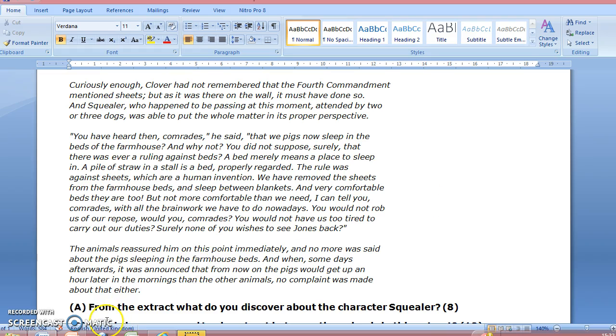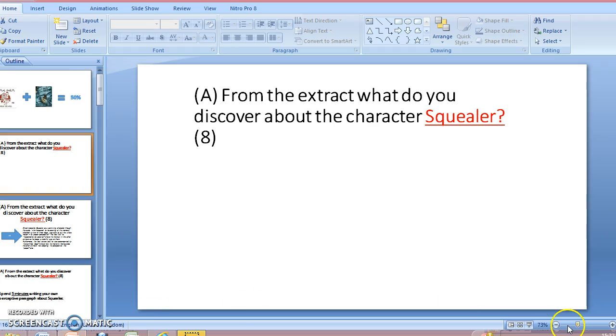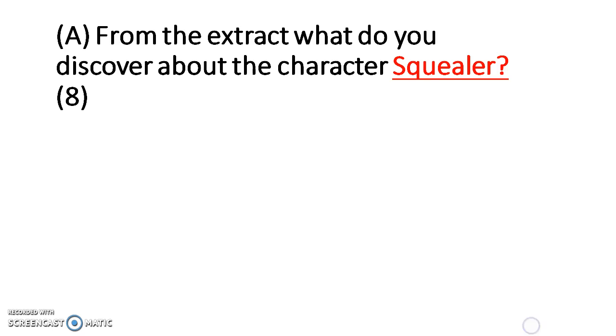Squealer? Now this question needs me to infer and deduce information, use quotes to back up what I say, and consider the reader response. I don't need to use specific language terminology, as the examiner is interested in my inferences about a key character. Having said that, it doesn't hurt to still identify the language terminology and the language techniques used, just because it's what you'll be doing through the rest of the paper anyway.